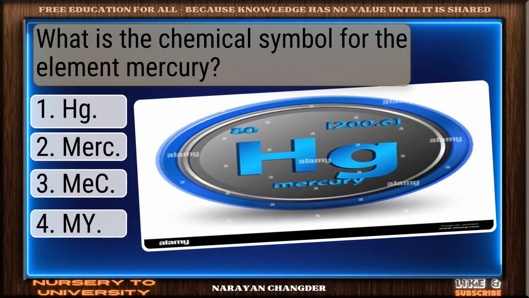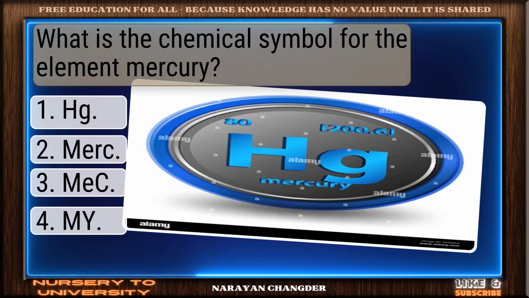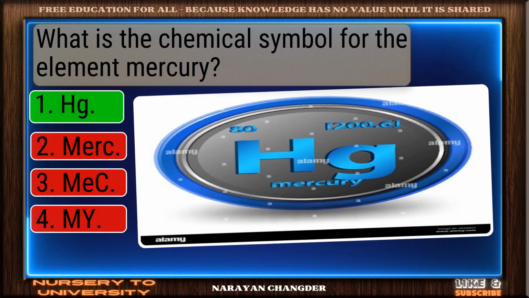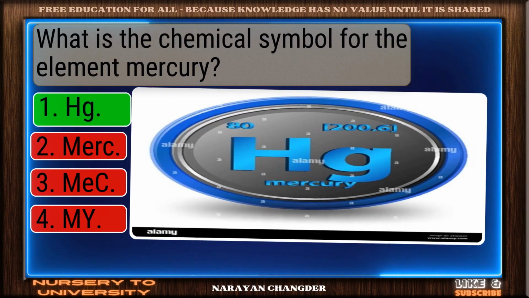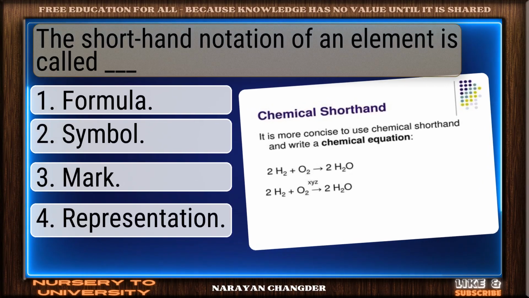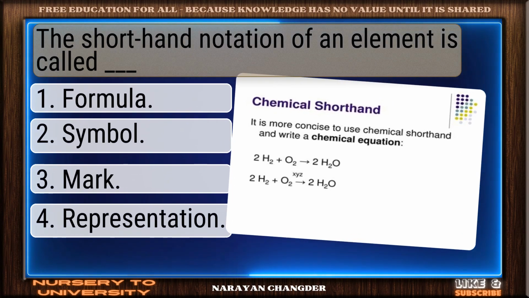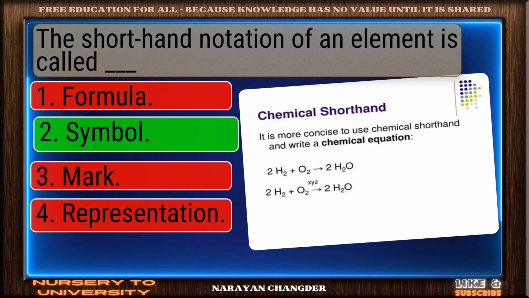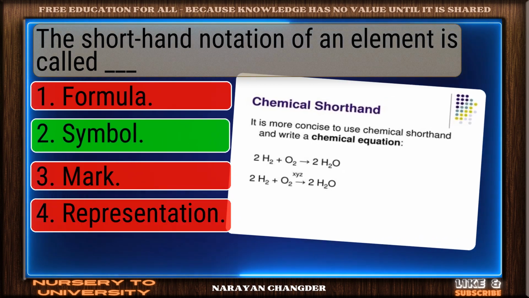Question number 128. What is the chemical symbol for the element mercury? Excellent. Hg is a brilliant choice. Question number 129. The shorthand notation of an element is called dash. Correct response. Symbol is the most accurate answer.